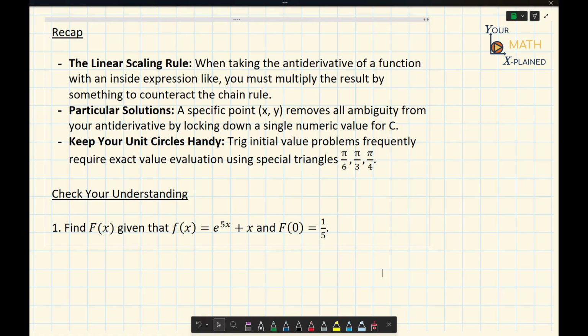And lastly, just as a reminder to keep your unit circles handy, because trig initial value problems frequently require exact value evaluation using special triangles. And now it is your turn to give this a try. Can you find the solution to the problem on the screen here?